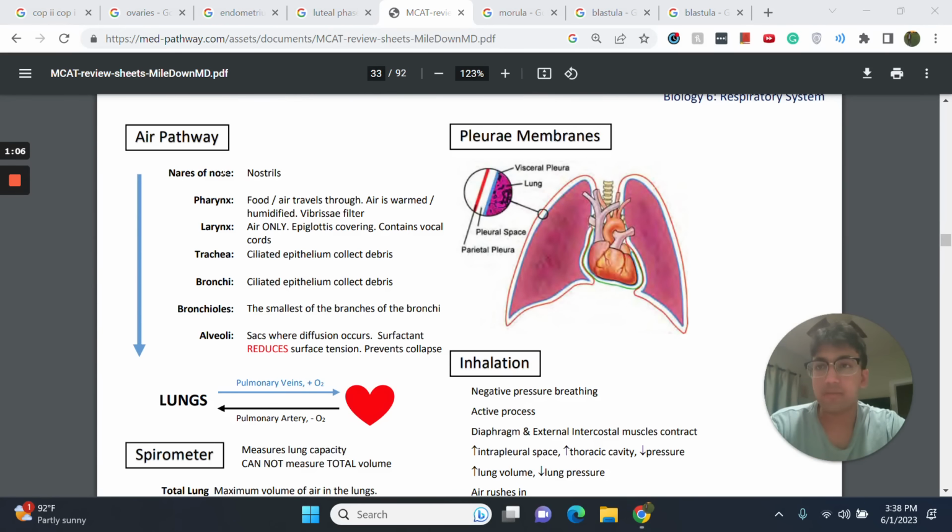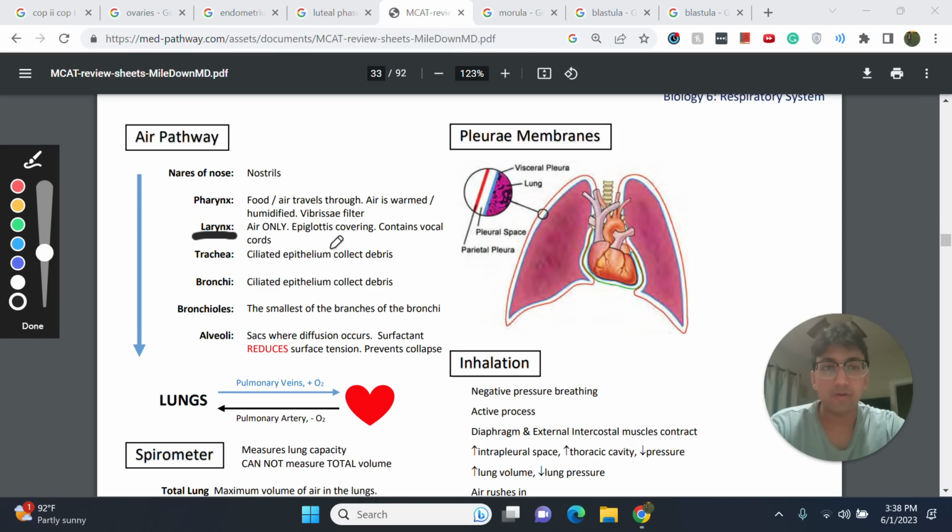Okay, next we're talking about the air pathway. The air pathway consists of the nostril. Then we have the pharynx. Pharynx is where food and air travel through. And then we have the larynx, which is where only air is passing through, right? You don't want the food to go through the larynx because then you're going to have some sort of obstruction in your larynx, right? And this contains your vocal cords.